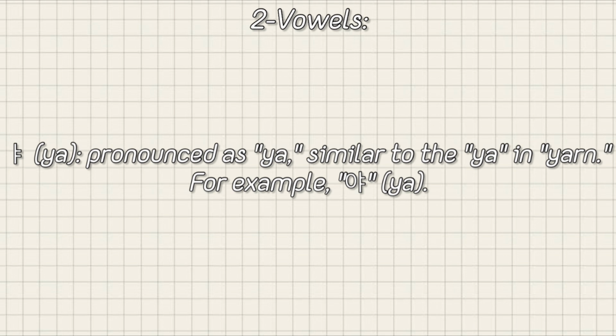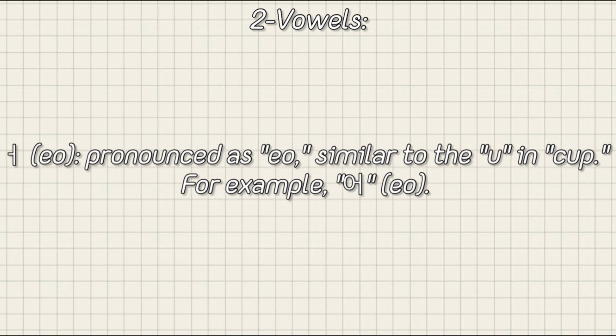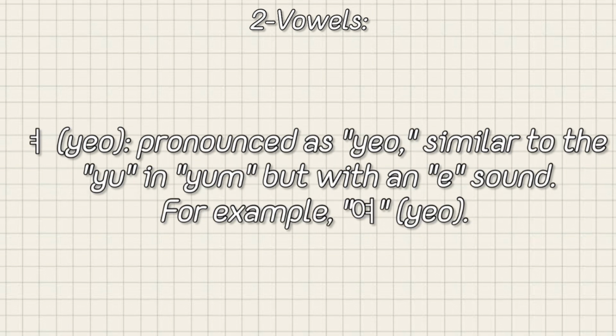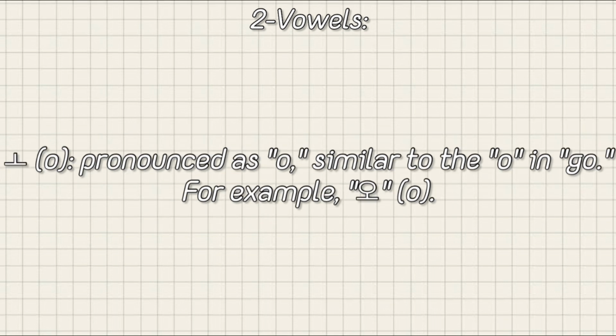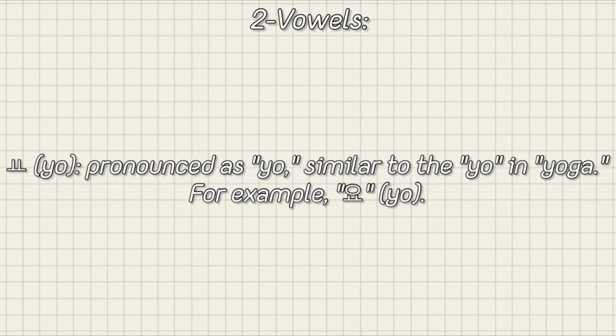Ya, pronounced as ya, similar to the ya in yarn. For example, ya. Eo, pronounced as eo, similar to the u sound in cup. For example, eo. Yeo, pronounced as yeo, similar to the yo in yom, but with an e sound. For example, yeo. O, pronounced as o, similar to the o in go. For example, o.